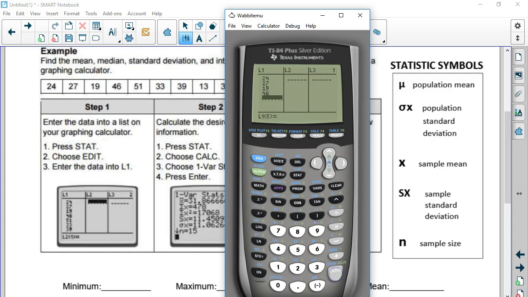If you want to fast forward a little bit, you can. 51, 33, 39, 13. And you always want to double check as you're entering them to make sure you don't make a mistake. 30, 45. Sometimes the buttons stick. 14, 28, 32, 36, and 41. So there's our data.